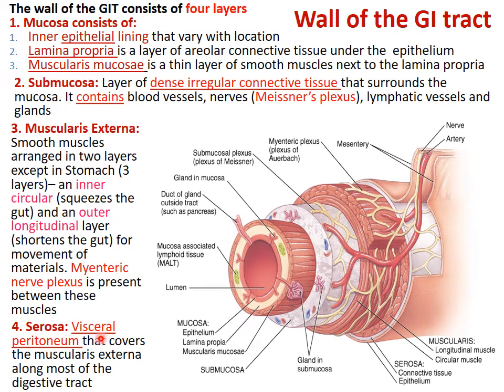Serosa, the visceral peritoneum. Peritoneum, I told you, just like pleura and pericardium, is double layered. The inner layer that covers the organ is called the visceral layer, and the outer layer that covers the wall is the parietal peritoneal layer. So this serosa is actually the visceral peritoneum that covers the muscularis externa along most of the digestive system or tract.